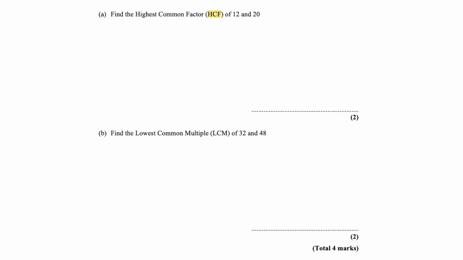Welcome to this GCSE revision video on highest common factor and lowest common multiple. This is a 4-mark question, so it shouldn't take you more than 4 minutes to do. It's also on a paper 1, which means you don't have a calculator and you're not going to need one anyway. Let's jump straight into it.